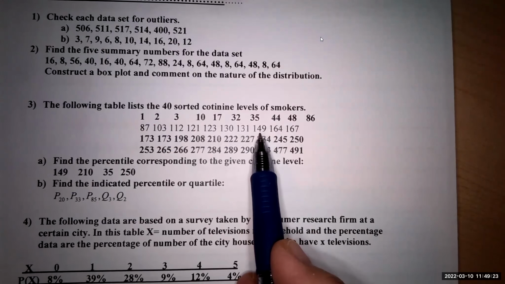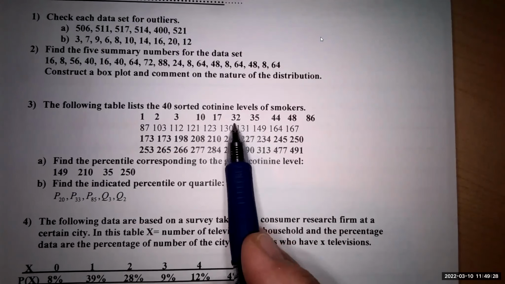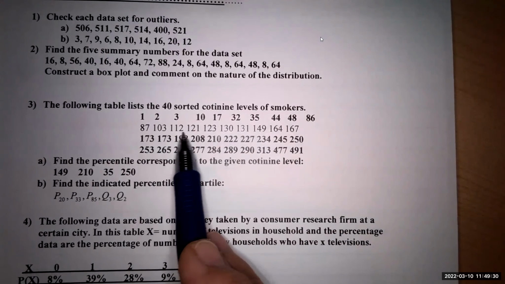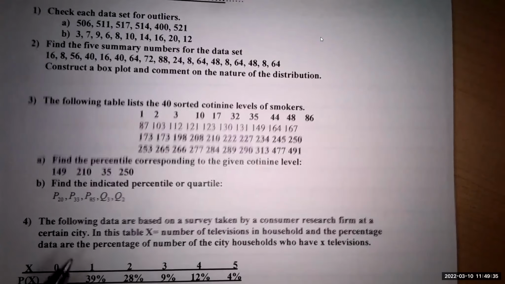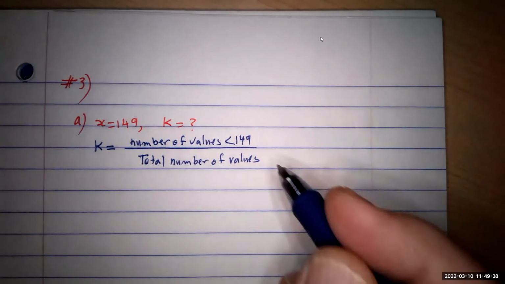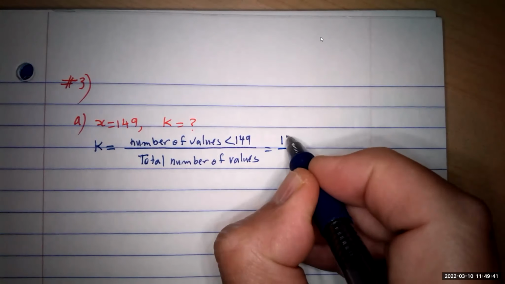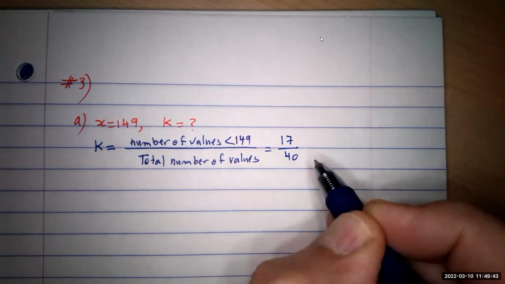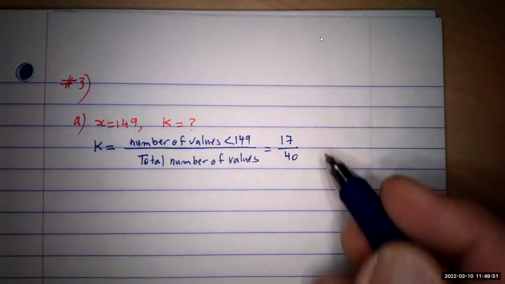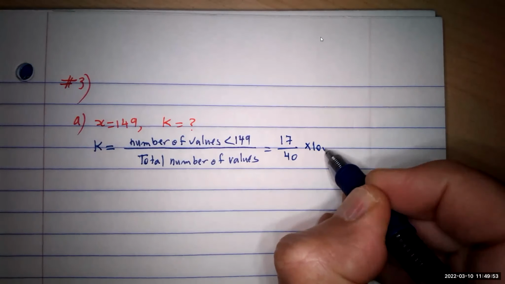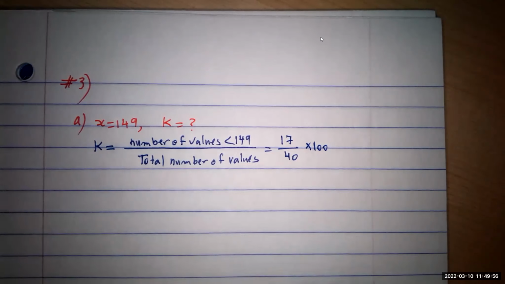So what you're going to do, you're going to count how many numbers before the 149. These are going to be 10, and you get 7 here. So there are 17 numbers less than 149. That gives you 17 on the top and the 40 on the bottom. Whatever you have, you multiply by 100, because this is going to be a decimal number and you want to change it into a whole number.